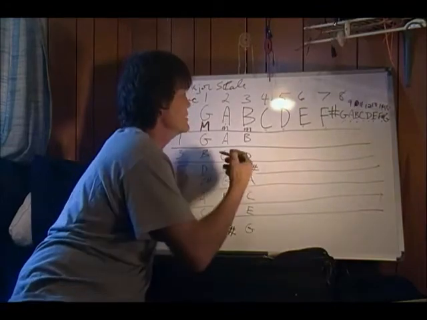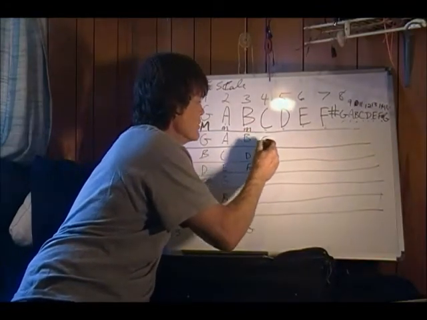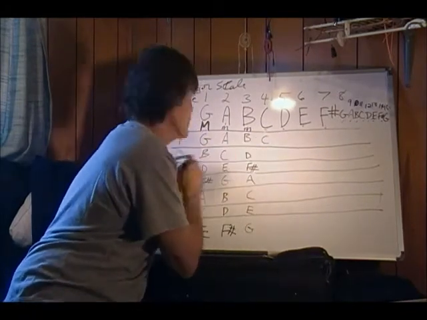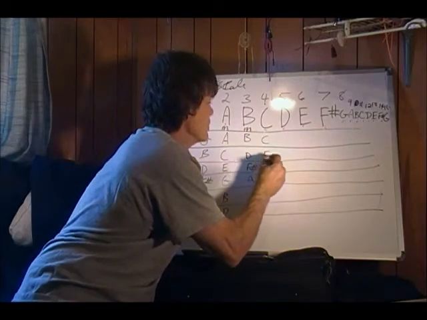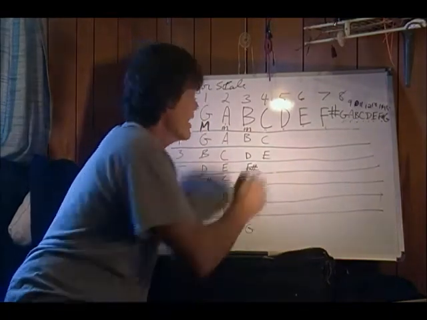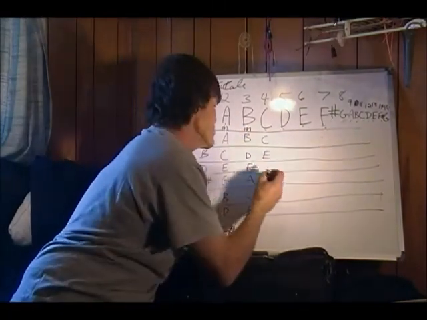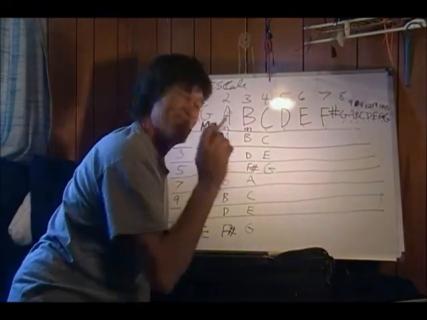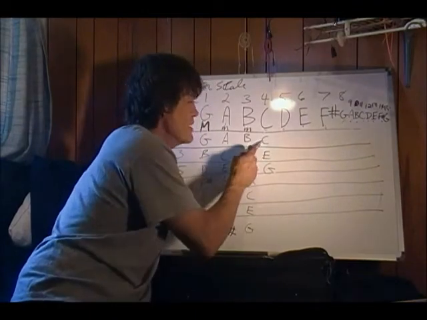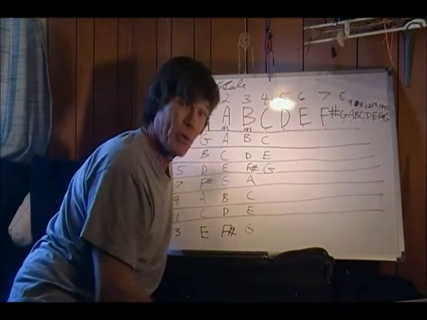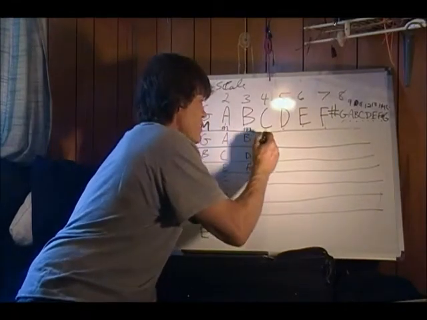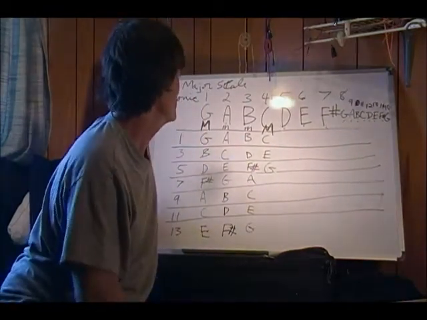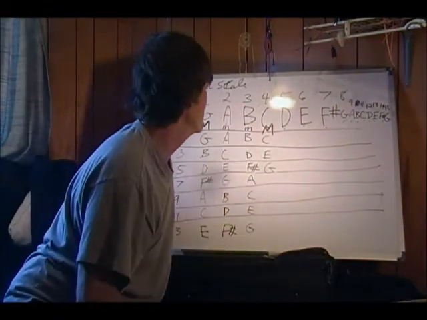Okay, let's go to C. The root is C. We're going to call it number 1. 1, 2, 3. The third is E. And the fifth, 1, 2, 3, 4, 5, is a G. So guess what? The distance from the note C to E is 2 whole steps. That makes this C a major chord. So, major, minor, minor, major.